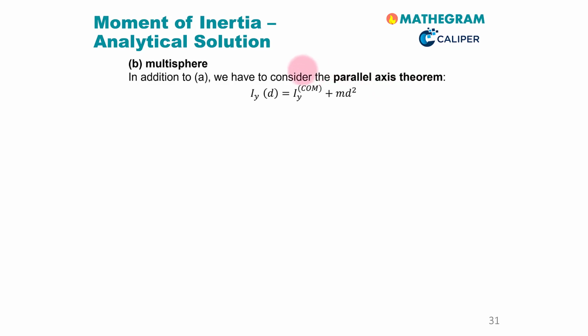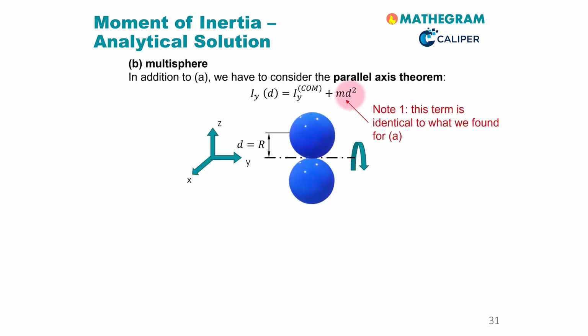It says that the moment of inertia with respect to any distance of the center of mass to the axis, and this distance is called here d, is simply the moment of inertia about the center of mass plus the mass of the body multiplied by the distance squared. So we note already that this second term here is exactly the same as on the previous approach number A.